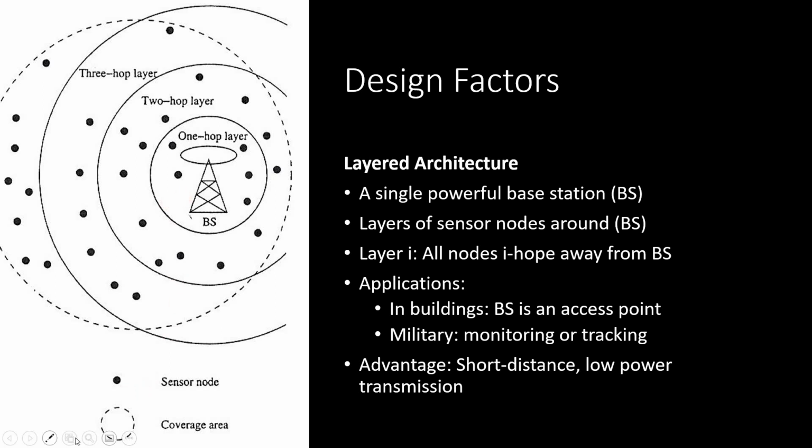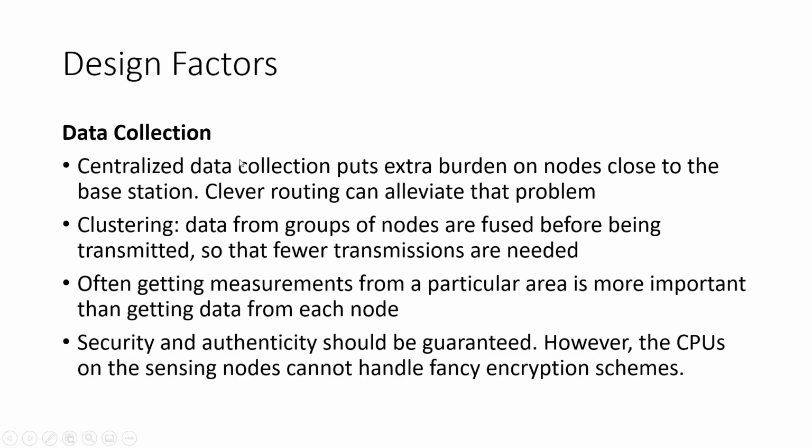So this is what it means that centralized data collection puts extra burden on nodes close to the base station. Clever routing can alleviate that problem. A routing may be created which puts less pressure on the closer nodes. For example, the duty of the closer nodes might be alternated between the devices.